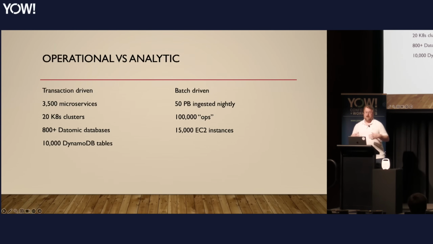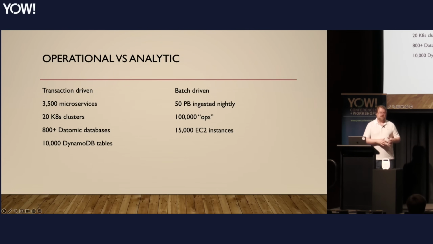So we have our operational world with the microservices. We have about 3,500 of them in 20-some Kubernetes clusters, large numbers of Datomic databases, large numbers of DynamoDB tables. Actually, we're exploring the upper limits of how many DynamoDB tables you can have in a single AWS account. Catch me at the break if this is of interest to you.